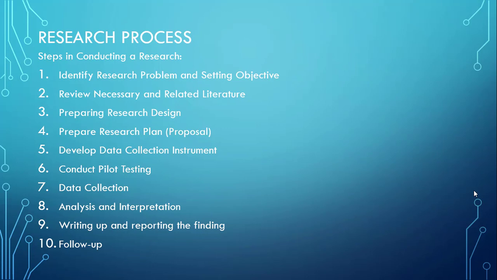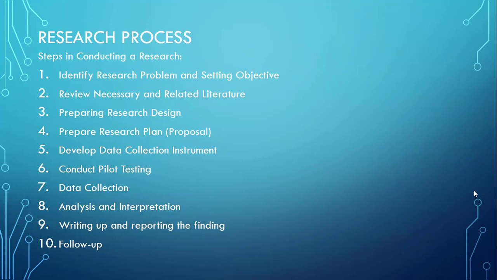So the first step is identifying the research problem and setting objectives. What are the basic criteria that you are going to see, how you are going to develop and identify these problems will be discussed in the next slides. But this is the first step, identifying the research problems and setting objectives.